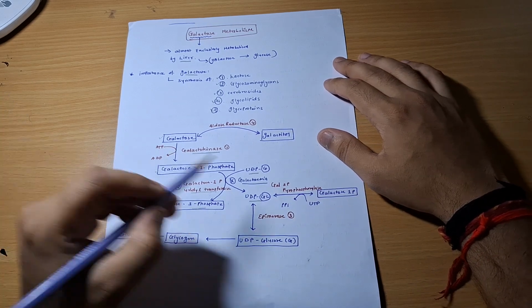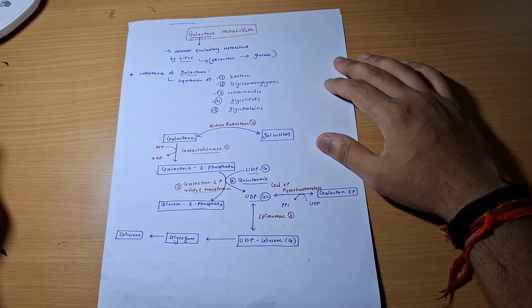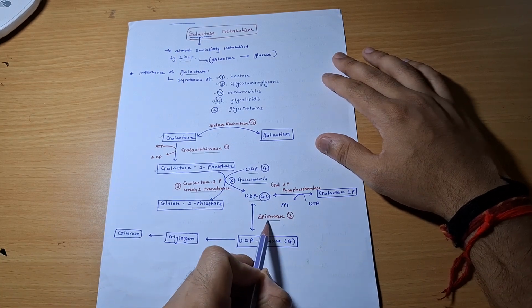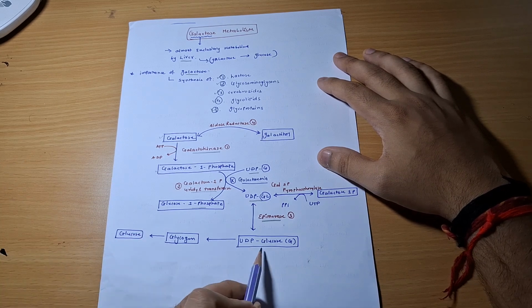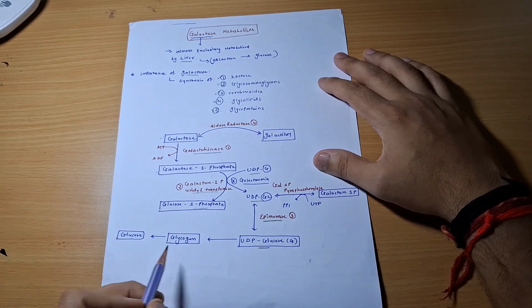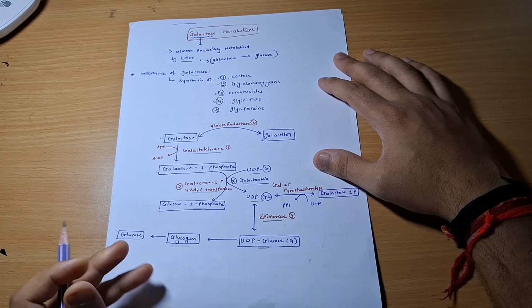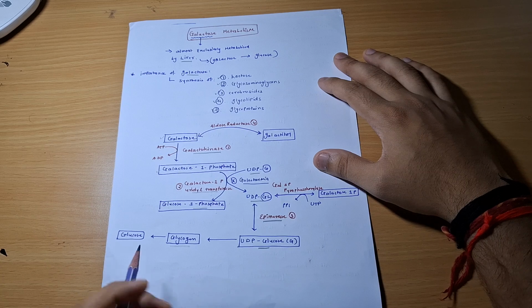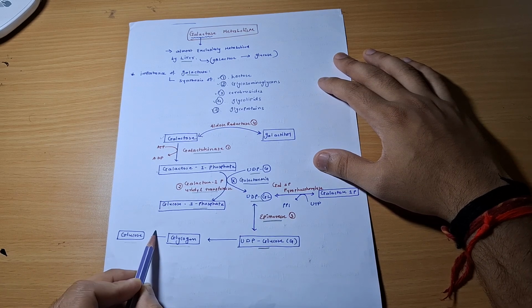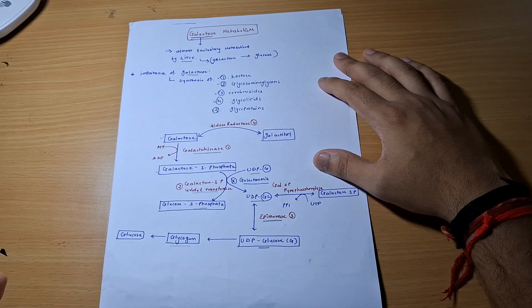Okay, this UDP galactose is acted upon by the epimerase enzyme, and ultimately UDP galactose is again converted into UDP glucose. This UDP glucose is actually stored as glycogen, and upon requirement this glycogen is broken down, and that will be the formation of glucose. So this process is called glycogenolysis.